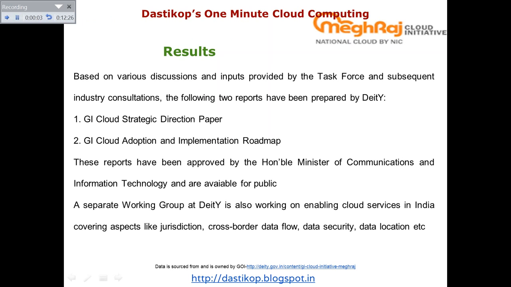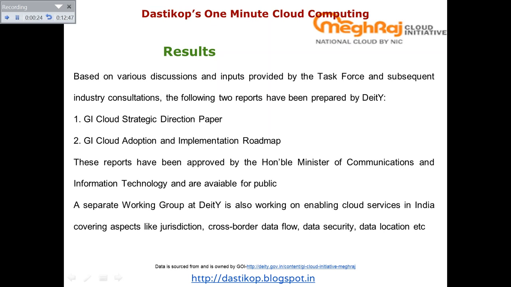What are the results of these efforts? The government has come up with one paper called Cloud Strategic Direction. That means this will give the strategic direction of the cloud effort. And it also has come out with a cloud adoption and implementation roadmap. Now that we have decided how the central government should go along with this, how the state government should go about this, how the union territory should go about this, that has also been indicated here.